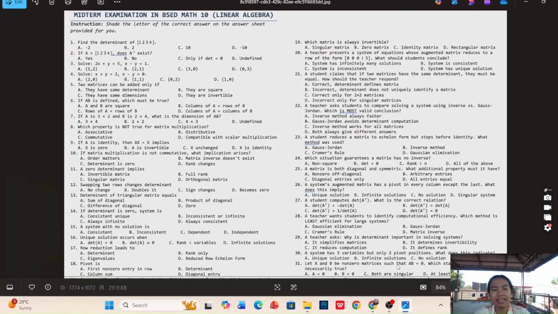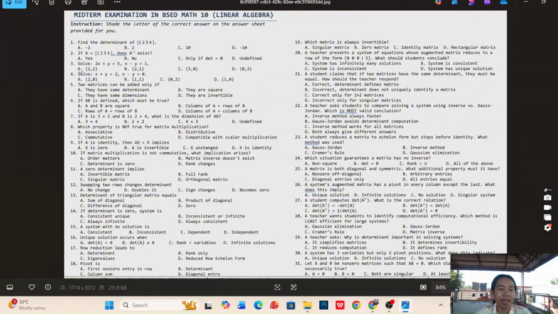Today I am going to discuss each item's correct answer from our midterm examination in linear algebra. Beginning with number 1. Find the determinant of a 2 by 2 matrix whose entries are 1, 2, 3, and 4. The determinant of a 2 by 2 matrix is computed using the formula AD minus BC, which gives us 1 times 4 minus 2 times 3, and that is equivalent to negative 2. So the correct answer is letter A.